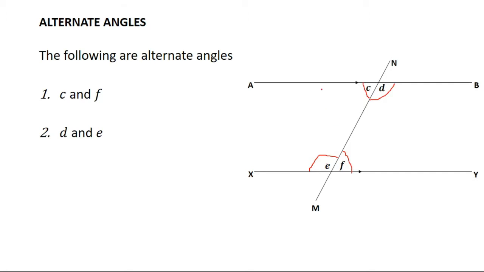Once again, look at their position very well. So C is here, F is here, D is here, and E is here. So we say that C and F are alternate angles, D and E are alternate angles. And what is the property of alternate angles? Alternate angles are equal. So in this diagram, C is equal to F and D is equal to E. So we've learned the property of alternate angles.